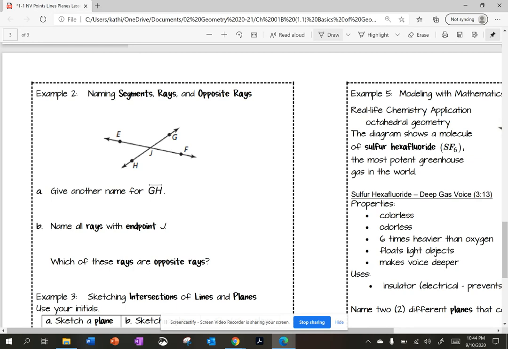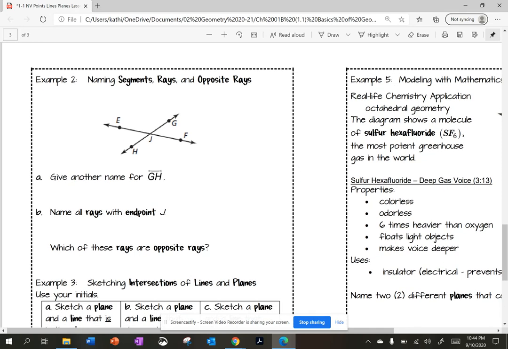Naming segments, rays, and opposite rays. Give another name for line GH. So line GH is right here. Another way to name line GH is to say line HG. So capital letters, and I'm just switching the order. The order does not matter.